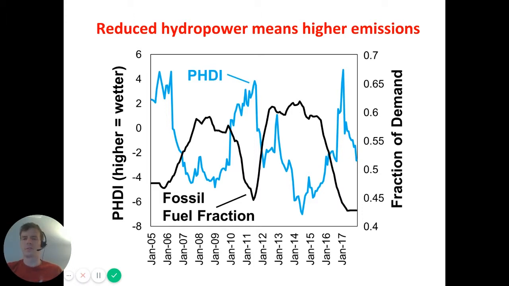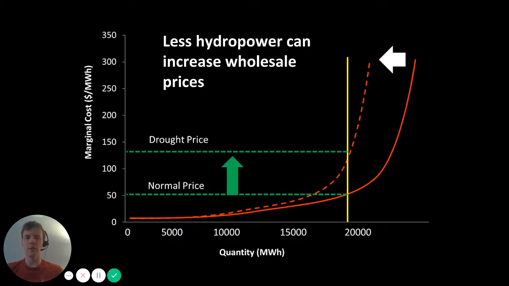So this blue figure is the Palmer Hydraulic Drought Index. It's a measure of drought. A higher value means wetter, and a lower value means drier. And the black line shows the percentage of electricity demand in California that's being met through fossil fuels. So these are negatively correlated. The more water you have, the fewer emissions you have, and the less water you have, the more emissions you have.